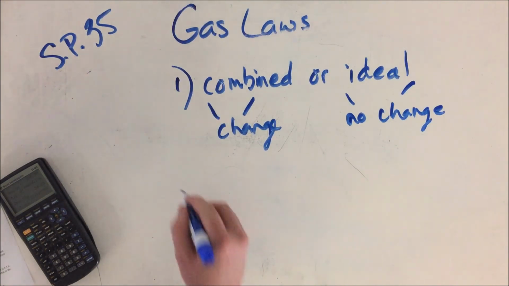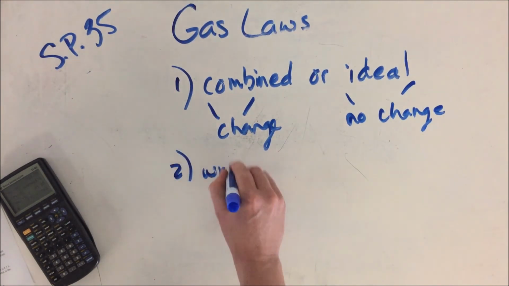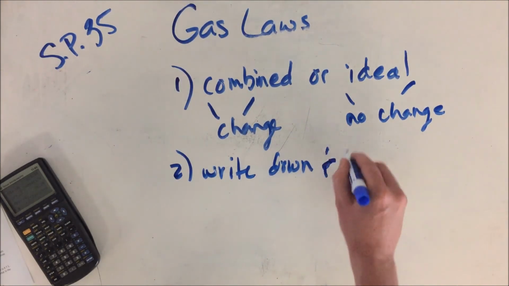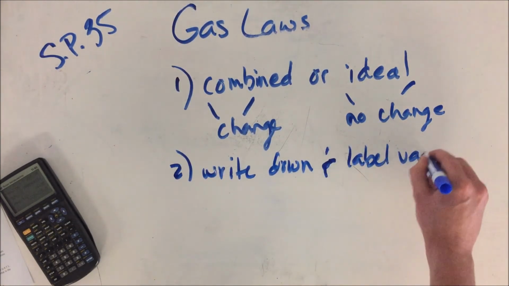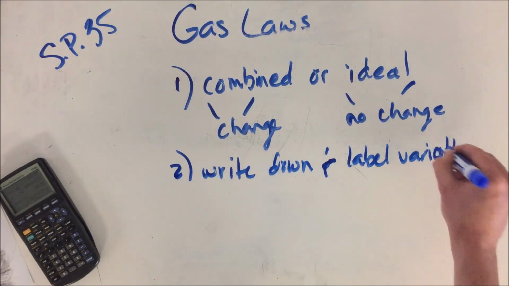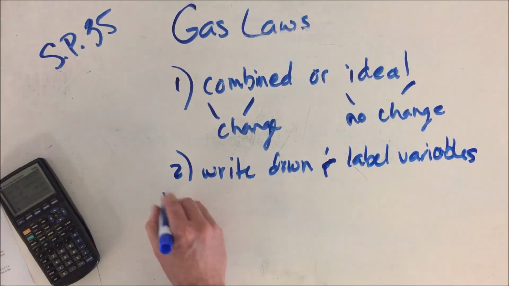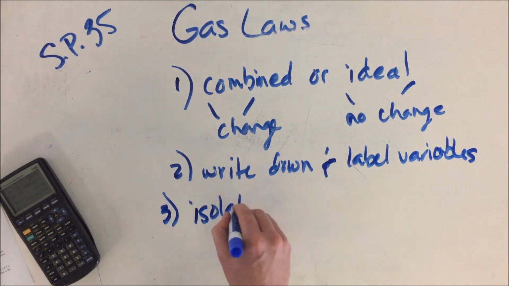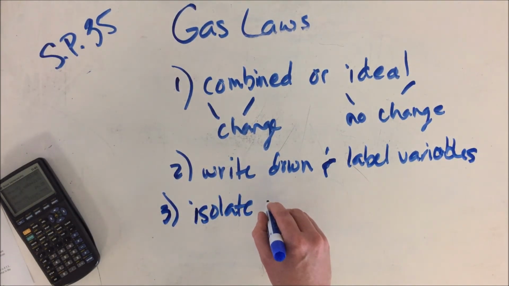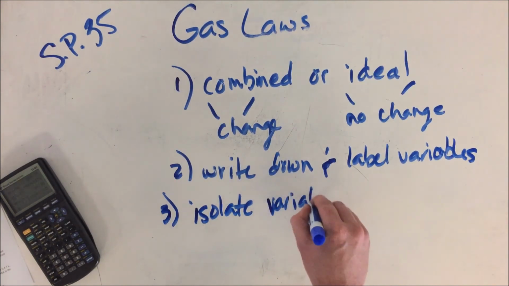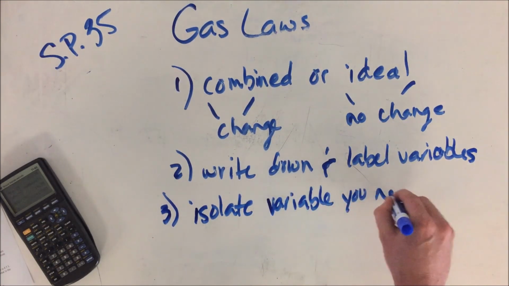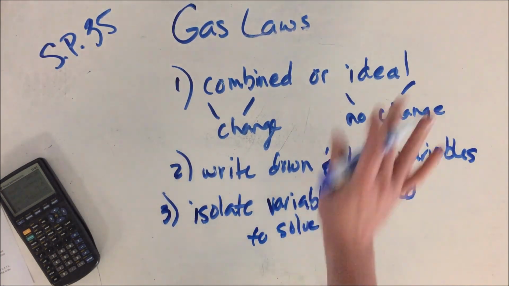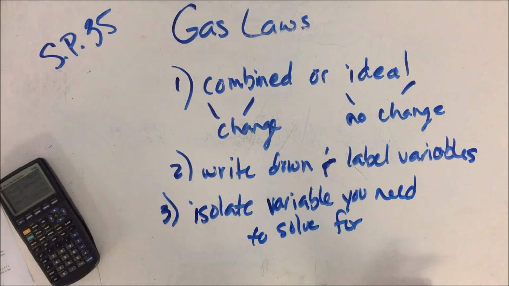All right. The next step is to write down and label variables while you're reading this. The third step, before you put any numbers in, isolate the variable you need to solve for. Then you pop all your numbers in, all right?